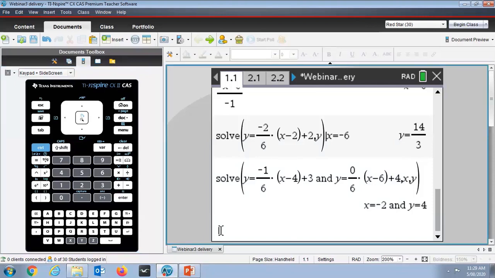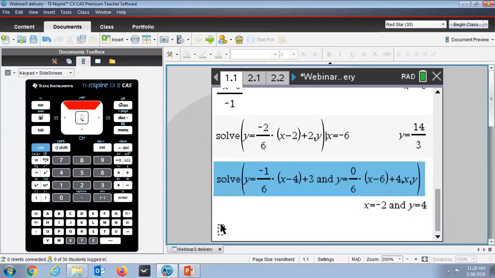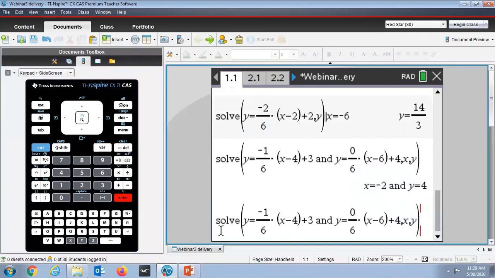I'm just going to show you one thing you can do with this. It's possible to copy the entire line from up here, copy that down, and we're just going to tweak this now for equation 3 with equation 4. Now, equation 3 was 0/6 x minus 6 plus 4.